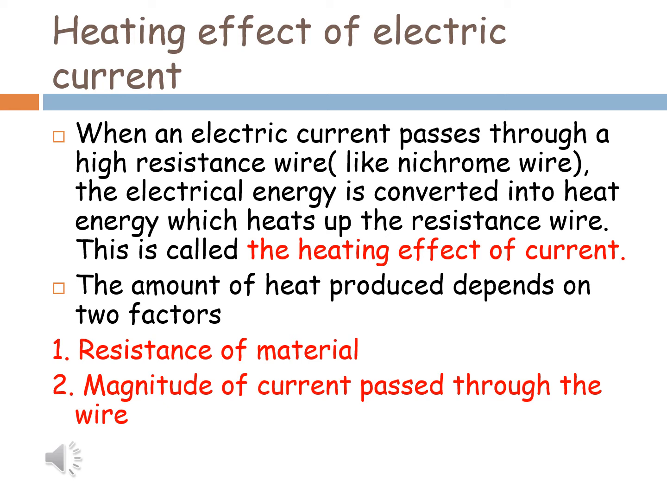As we have already discussed, resistance can be compared with the force of friction. So when an electric current passes through a high resistance wire, for example a nichrome wire, the electrical energy is converted into heat energy, and this heats up the resistance wire. This is called the heating effect of current, and the amount of heat produced depends upon two factors. The first is the resistance of the material, and the second is the magnitude of current passed through the wire.